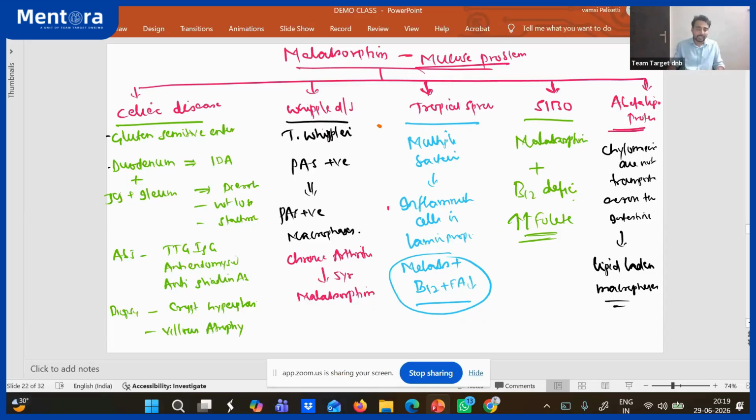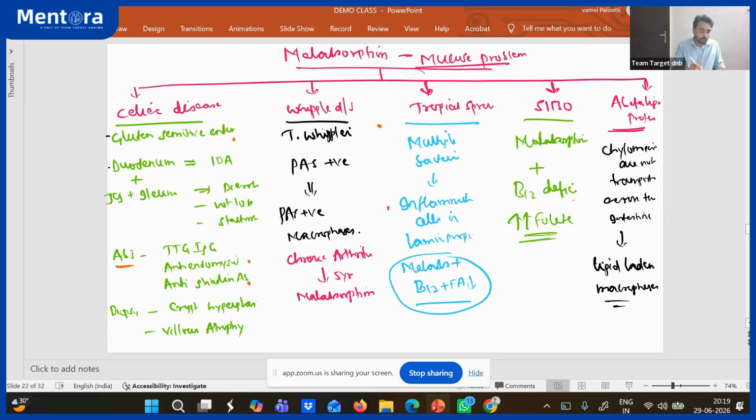Celiac disease is a gluten-sensitive enteropathy. Whenever the patient takes gluten, antibodies are formed and damage the intestinal mucosal cells. If the duodenum is involved, they produce iron deficiency anemia. If the entire small intestine, duodenum, jejunum and ileum, is involved, they have malabsorption, chronic diarrhea and weight loss. So what are the antibodies? Tissue transglutaminase IgG antibodies, anti-endomysial antibodies, anti-gliadin antibodies.